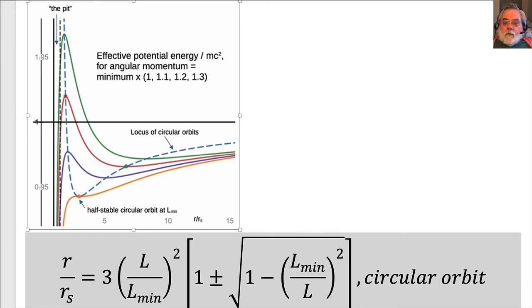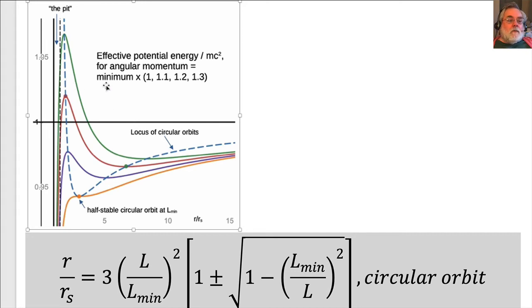All circular orbits along the dotted blue curve to the right of the orange dot, here, here, here, are stable circular orbits. All circular orbits along the dotted blue curve to the left of the orange dot, here, here, and here, are unstable circular orbits. It's not obvious here, but all unstable circular orbits have radii between 1.5 and 3 Schwarzschild radius.